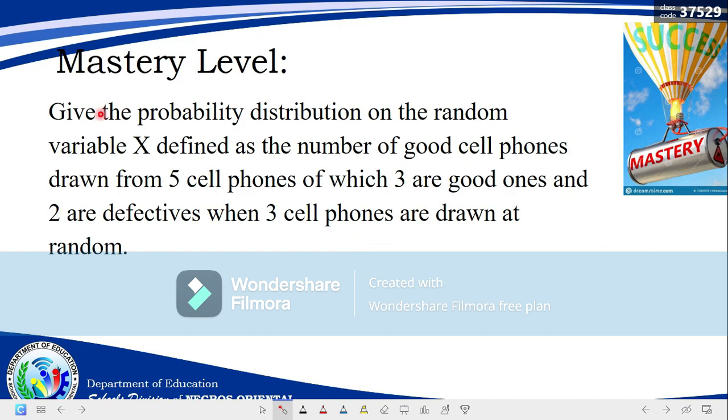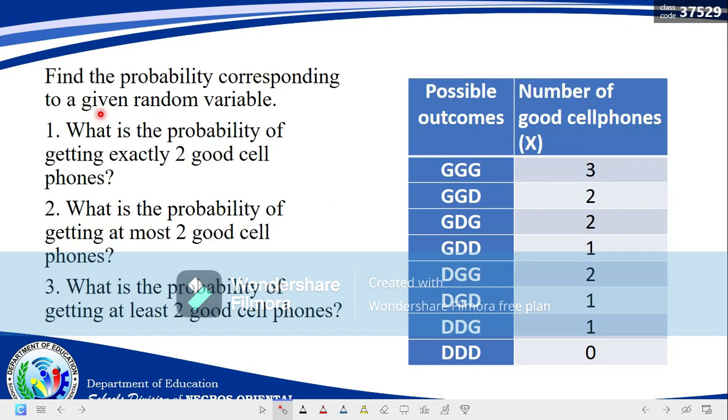Let's continue. Now let us proceed to the mastery level. Given the probability distribution and random variable X defined as the number of good cell phones drawn from 5 cell phones, of which 3 are good ones and 2 are defectives, when 3 cell phones are drawn at random. Find the probability corresponding to a given random variable.